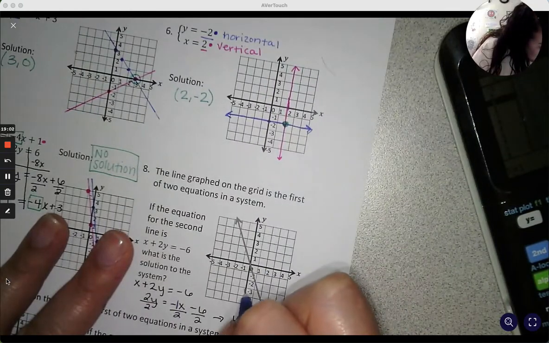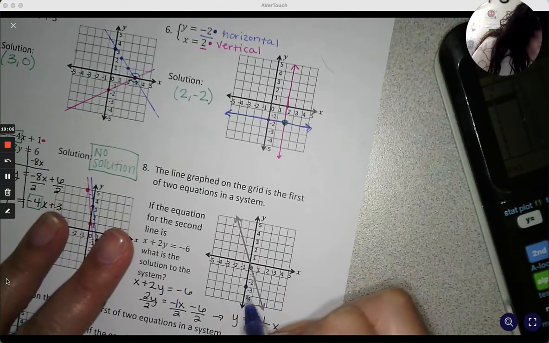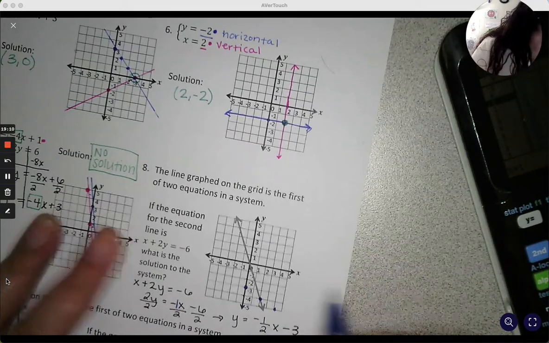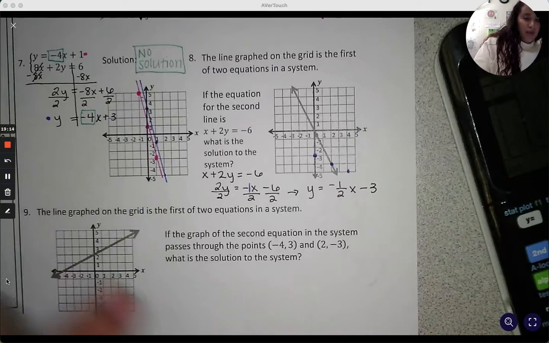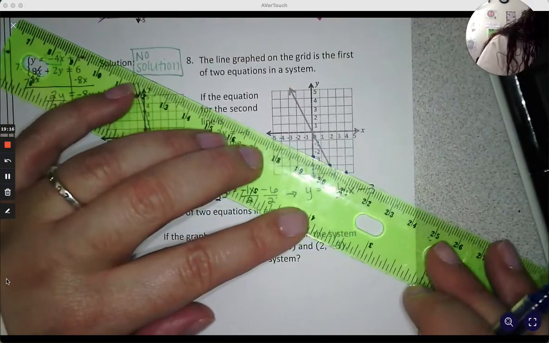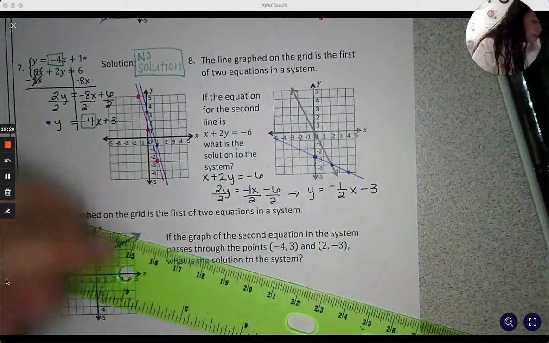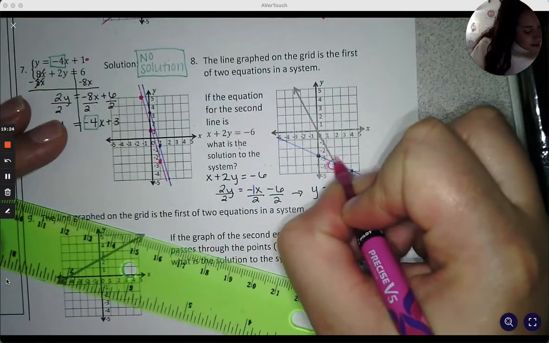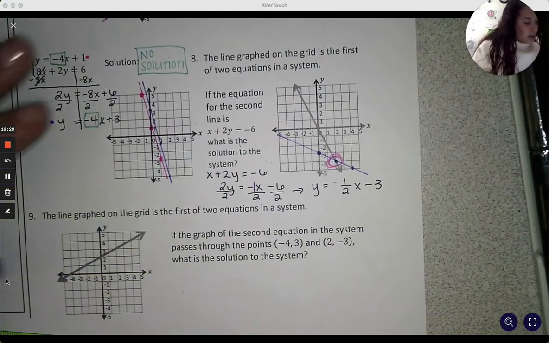So y-intercept, negative 1, negative 2, negative 3. Slope down 1 over 2, down 1 over 2. Connect, I'm sorry guys, didn't realize the paper was moving on me. Connect the dots. Solution is at 2, negative 4.